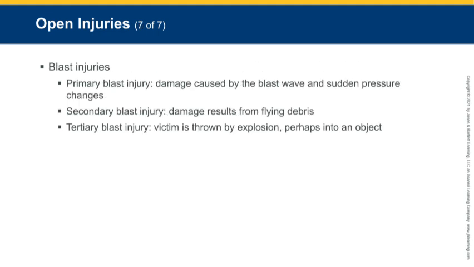Blast injuries involve multiple types of trauma. Primary blast injuries result from the pressure wave of an explosion. Secondary injuries occur when debris strikes the victim. Tertiary injuries happen when the force of the explosion throws a person into another object. Each type requires careful assessment and management.